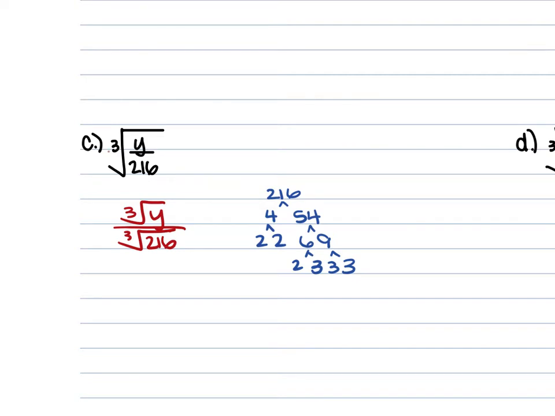We're looking for groups of 3. So there's 3 2s. There's 3 3s. This is 2 times 3, which is 6. So this is the cube root of y over 6.